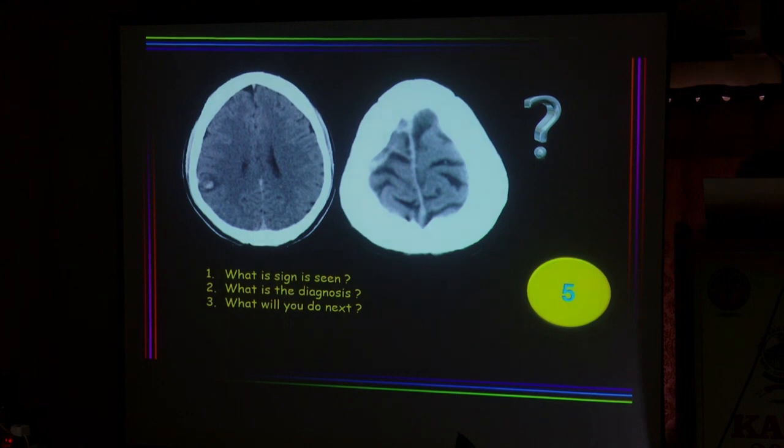So what sign is this, and what is the diagnosis? What will you do? Yeah. You can be a bit loud. You are telling the right answers. You can be a bit loud. So what is the sign? What sign is seen here?